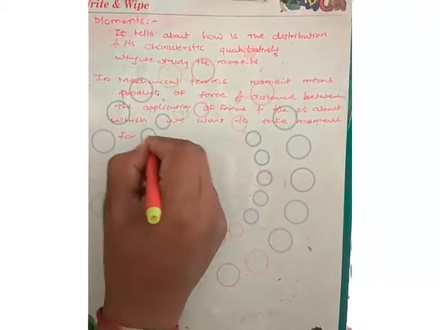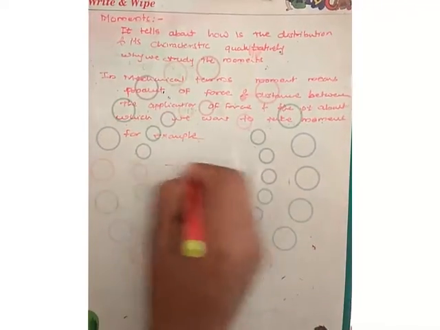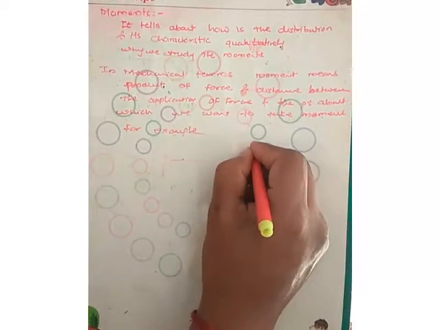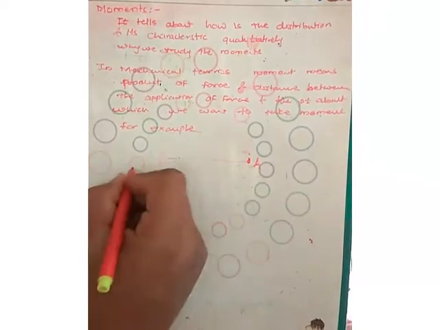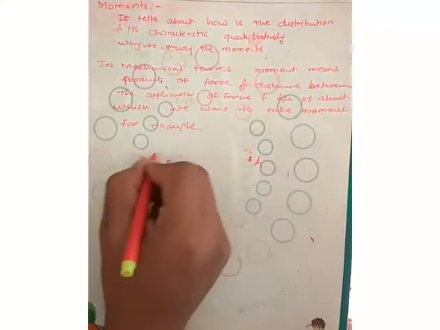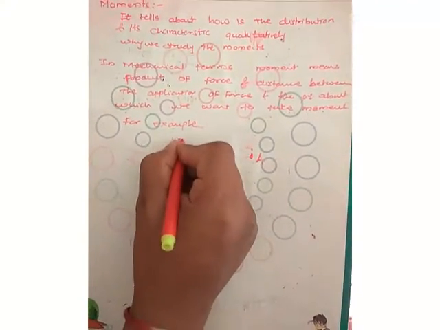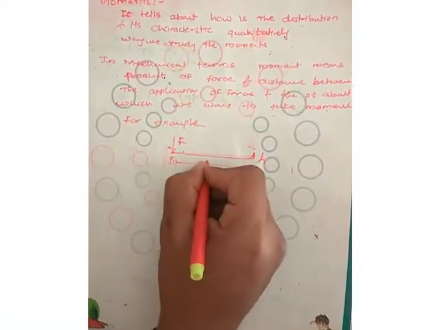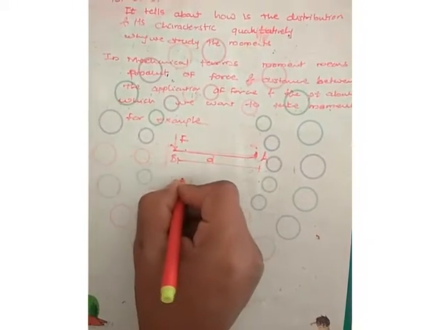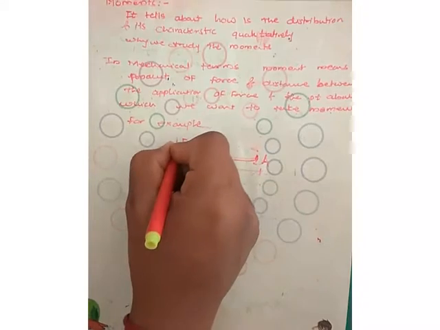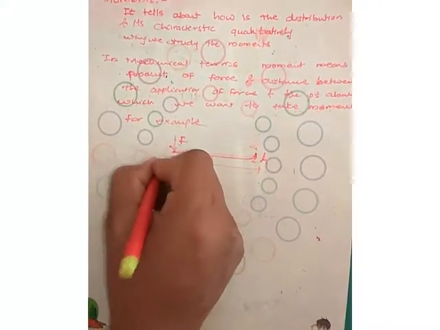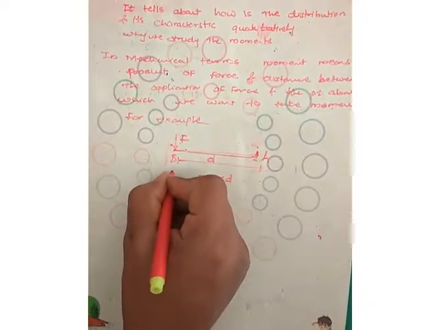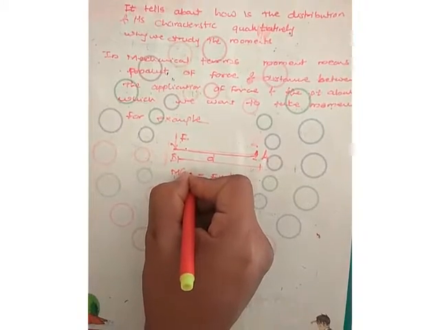For example, this is a point about which I am going to take the moment. I am considering this as A, and this is point B, at which I am going to apply the force. The distance between A and B is D. So the moment about point A, because of force F at B, we can write as F multiplied by D. This is a moment about point A.